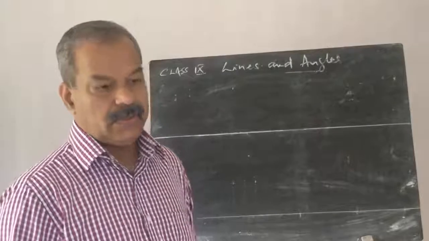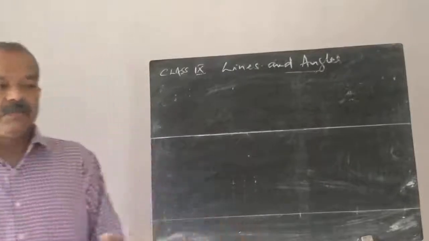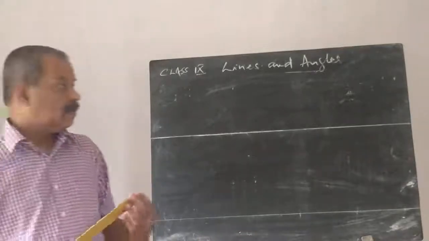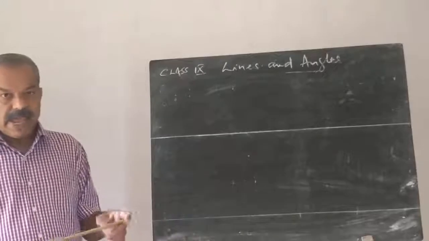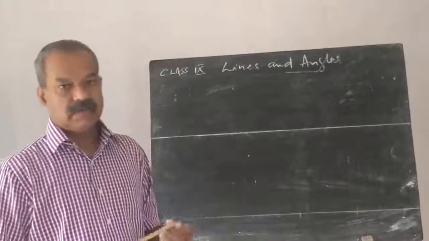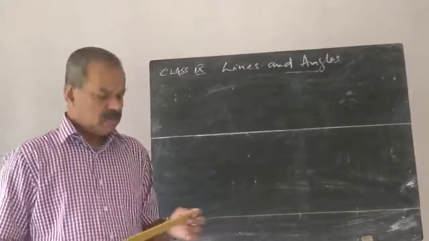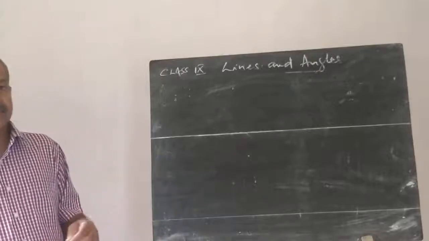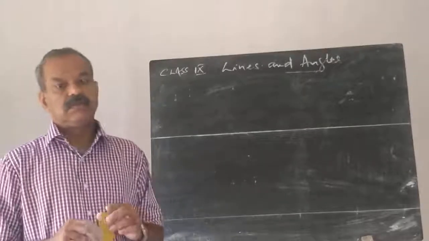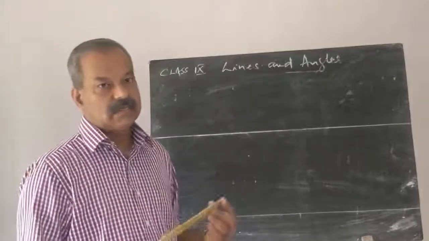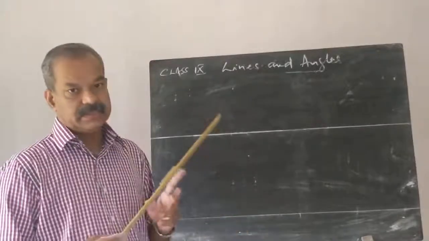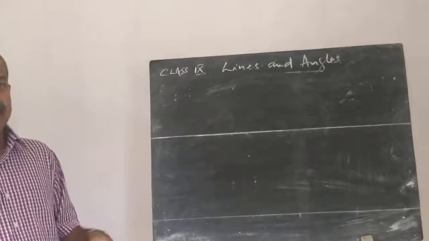You know what the angle sum property of triangles is. Angle sum property of the triangle. What do you know about the angle sum property of the triangle? In a triangle, how many interior angles are there? 3 interior angles. Their sum is 180.